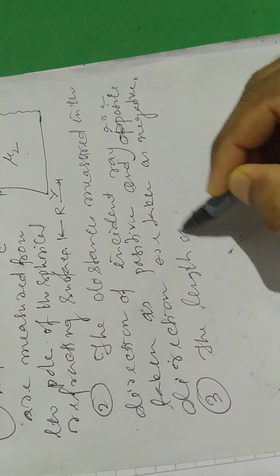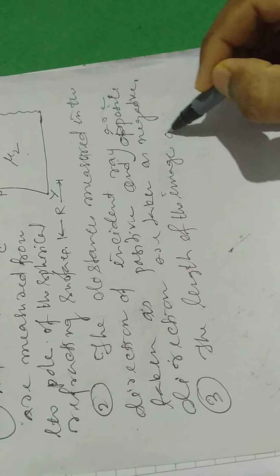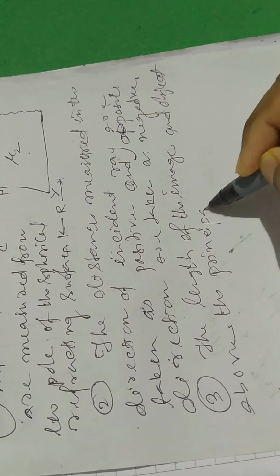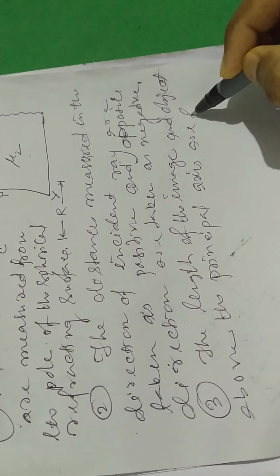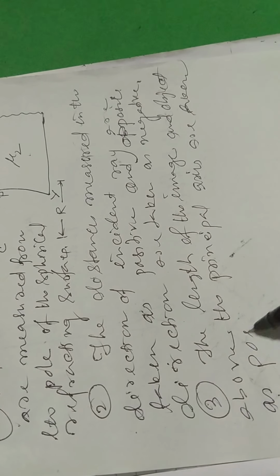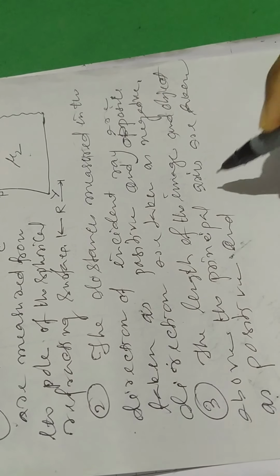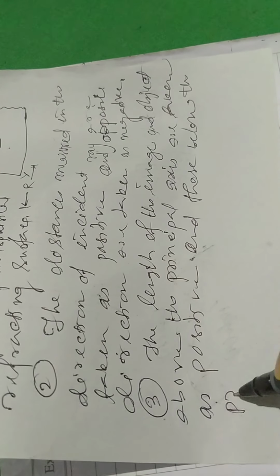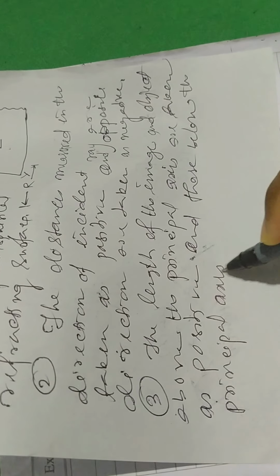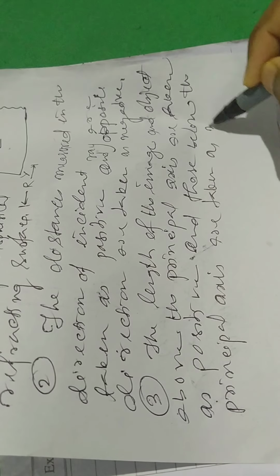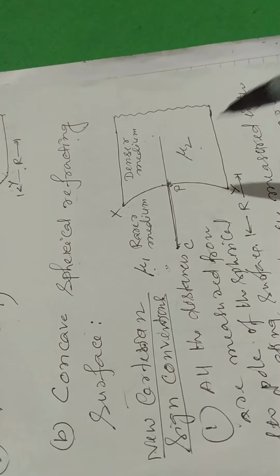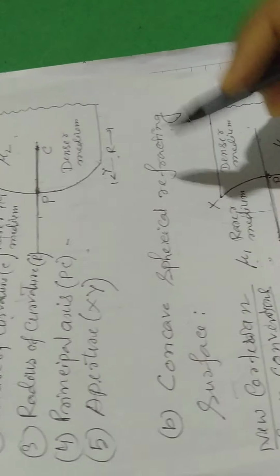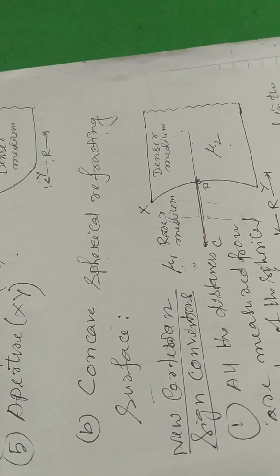You see the diagram, any length above the principal axis is positive and below the principal axis will be negative. So these are sign conventions.